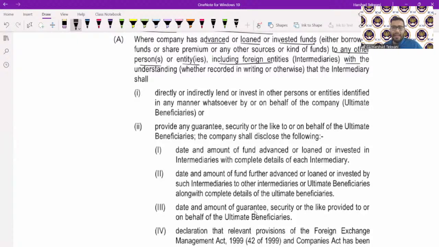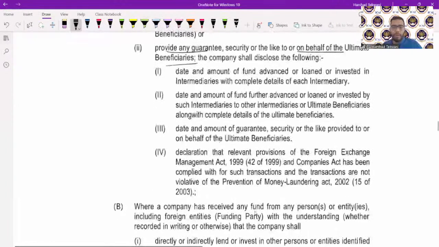With the understanding that the intermediary shall directly or indirectly invest or lend in any other person, in any manner, or provide any guarantee to the ultimate beneficiary, you need to disclose the details of that fund or advance loaned by the intermediary to each ultimate beneficiary.